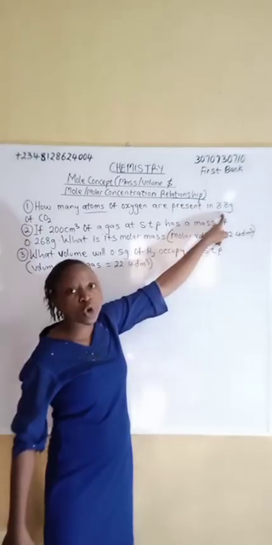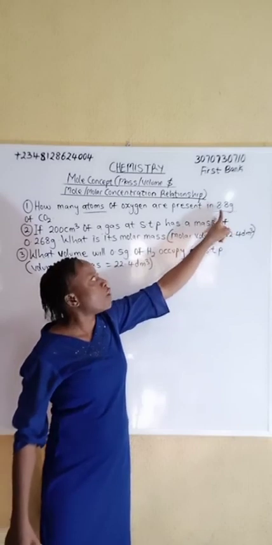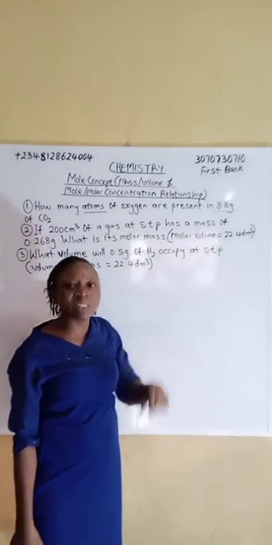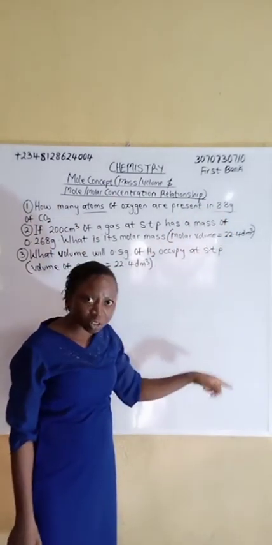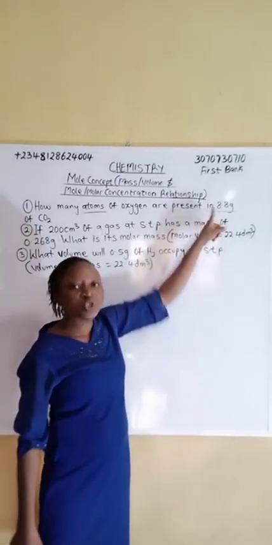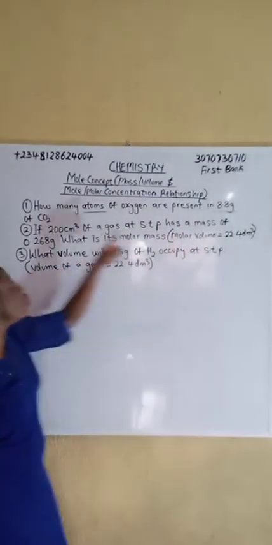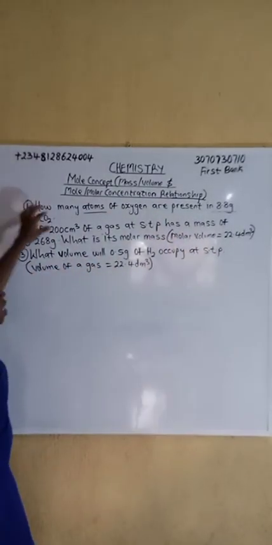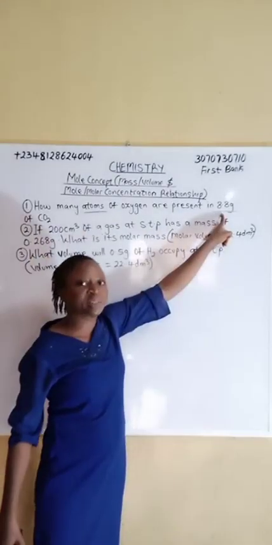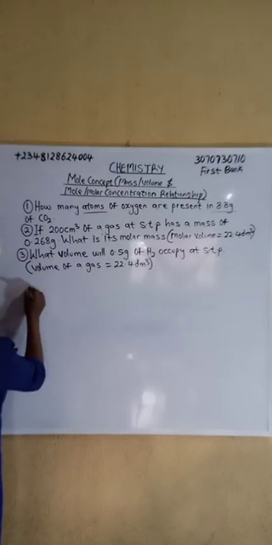Then from the question, the number of mole of carbon 4 oxide is not given. We will be able to get the number of mole of oxygen from the number of mole of carbon 4 oxide. So the first step that we are going to take is to look for the number of mole of carbon 4 oxide, because it is only the mass of carbon 4 oxide that is given. So how can we calculate the number of mole?